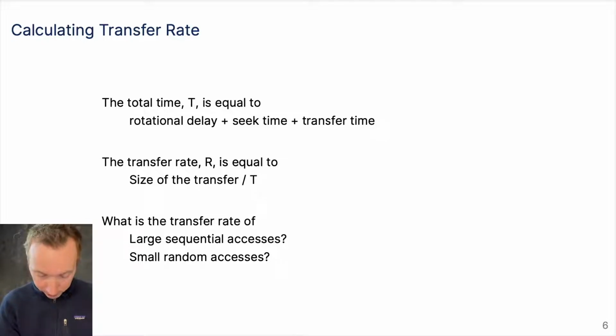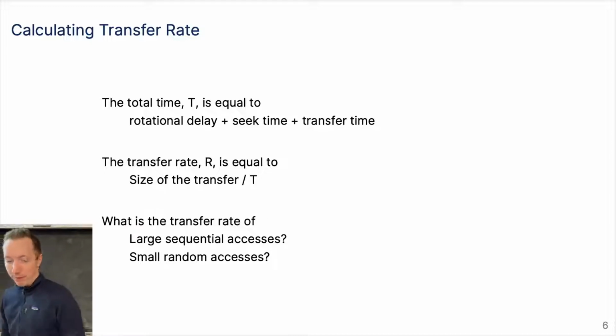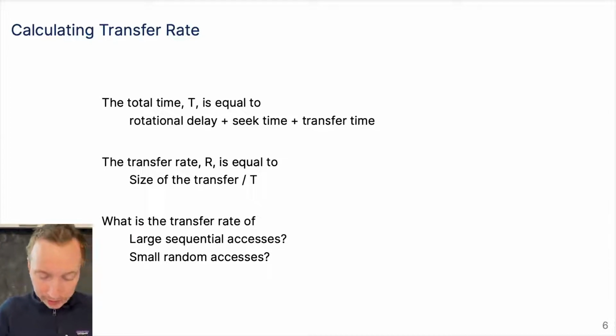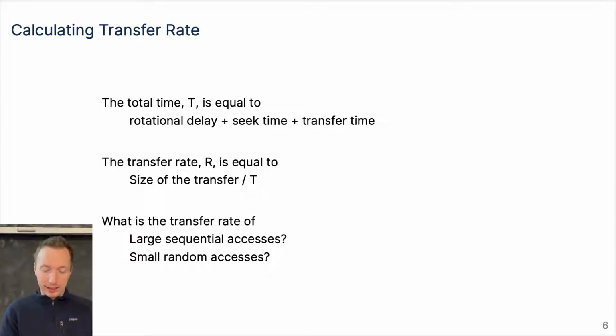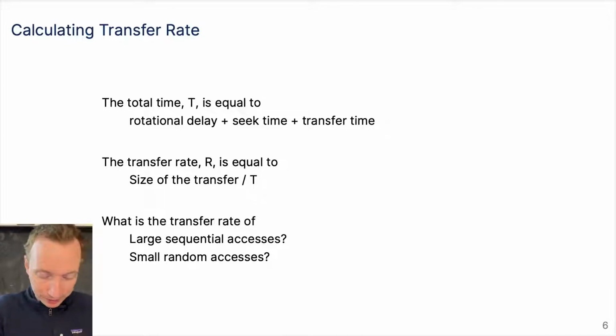So if you were to calculate the transfer rate, it's some fairly simple math. For the total time it takes to actually transfer some data, you have to take into account the rotational delay, so how long the disk takes to rotate, then how long it takes for that head to move in and out, and then how long it takes to actually read the data from that magnetic head and transfer it. So the transfer rate is just equal to the size of the transfer divided by how long it takes, since that is the definition of transfer rate.